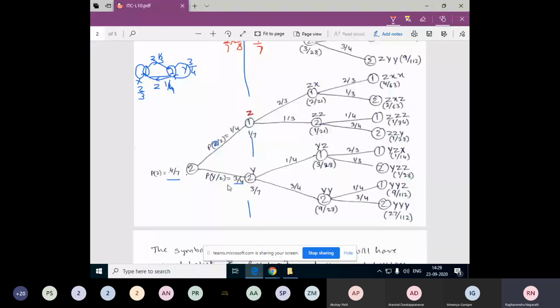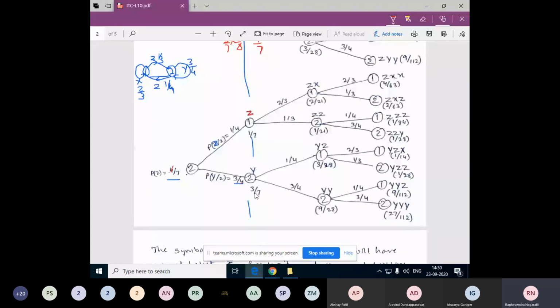Similarly at this state, Y is the symbol emitted. So we have Y at this state. And the total probability of emission of this symbol Y is what? 4 by 7 into 3 by 4. This 4 and this 4 cancel each other. So what are we left with? 3 by 7 is the total probability.